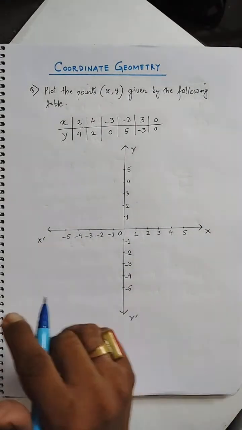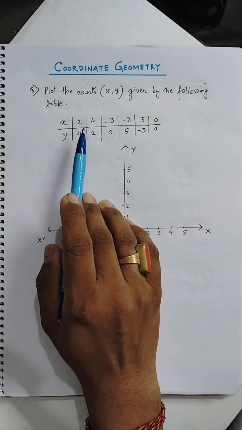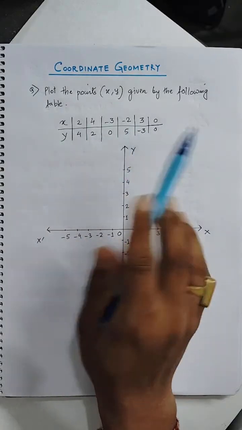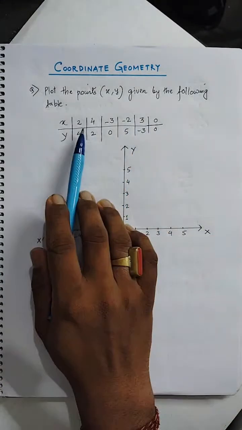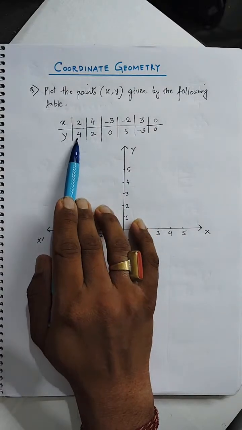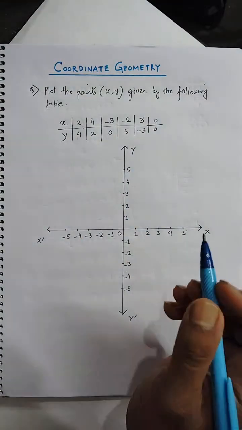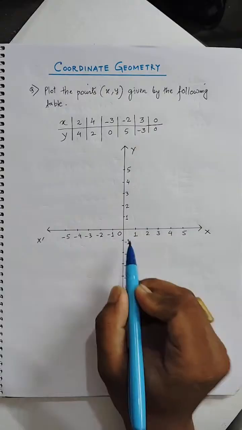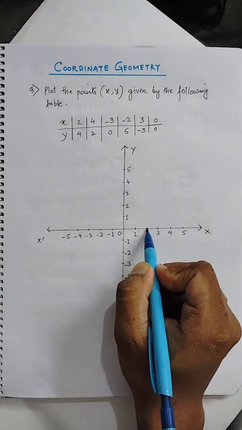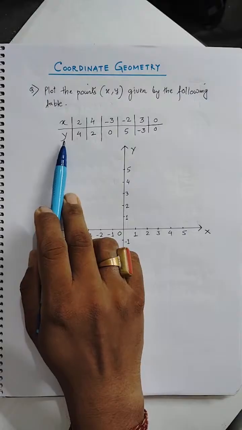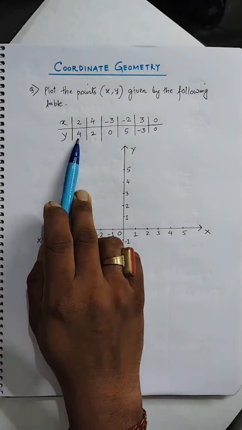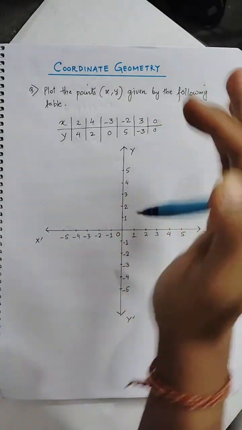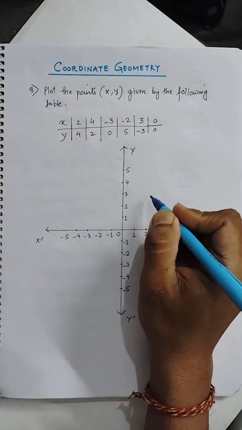Okay, so let's plot the points. So the first point will be, we can name the points now. We have 1, 2, 3, 4, 5, 6. We can name them A, B, C, D, E, F. So the first point, in the first point, the x and y both are positive. So how are we going to plot? X coordinate is 2, positive 2. So this is the x axis, so this will be our x coordinate. Keeping this x coordinate, we will have to take y as 4. Y, that means y towards above the x-axis.